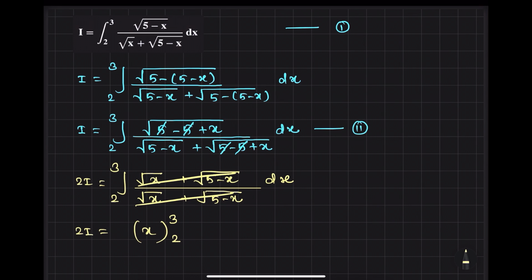Now you can apply the limit. So upper limit is 3, 3 minus 2 is 1. So 2I is equal to 1. Therefore the value of I is 1 by 2. So the required result for this question is 1 by 2. Okay.